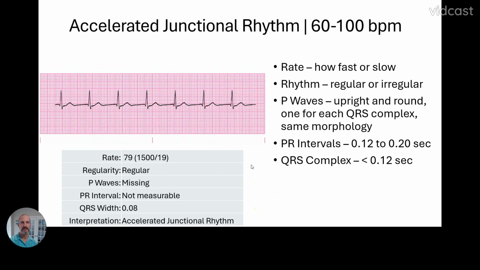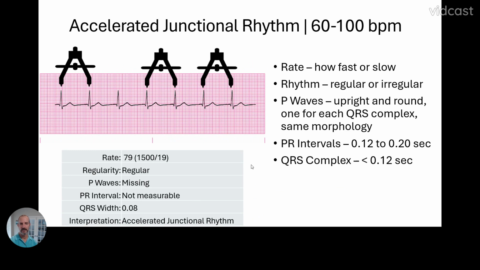So the next one is an accelerated junctional rhythm. So if we have a junctional rhythm that is faster than 60, then that's odd. Happens all the time, but we expect the speed to be somewhere between 40 and 60 with a junctional rhythm. So if it's faster than 60 but less than 100, we can't call it tachycardia, so we just call it accelerated. All right, so let's go through our 5 rules.